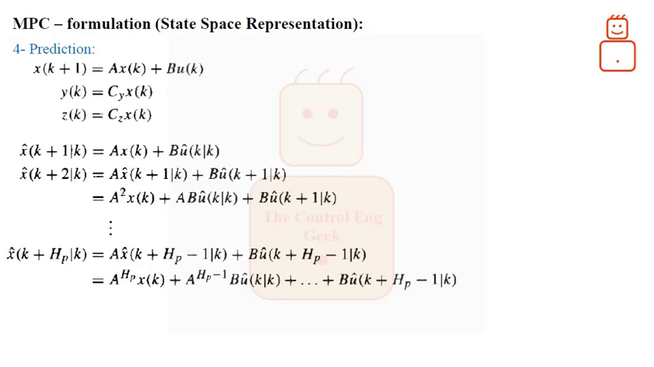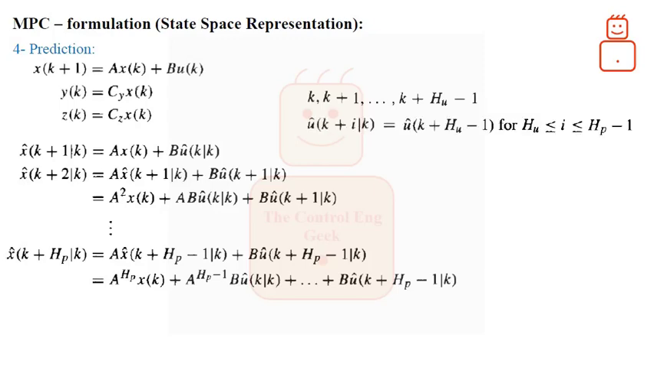Recall that it was assumed that the input u will only change at times k to k plus hu minus 1, and will remain constant after that. So we have u hat of k plus i at k is constant between hu and hp minus 1. As we have stated earlier, the MPC will be expressed in terms of delta u hat, so it is convenient here to express the predictions above in terms of delta u hat.